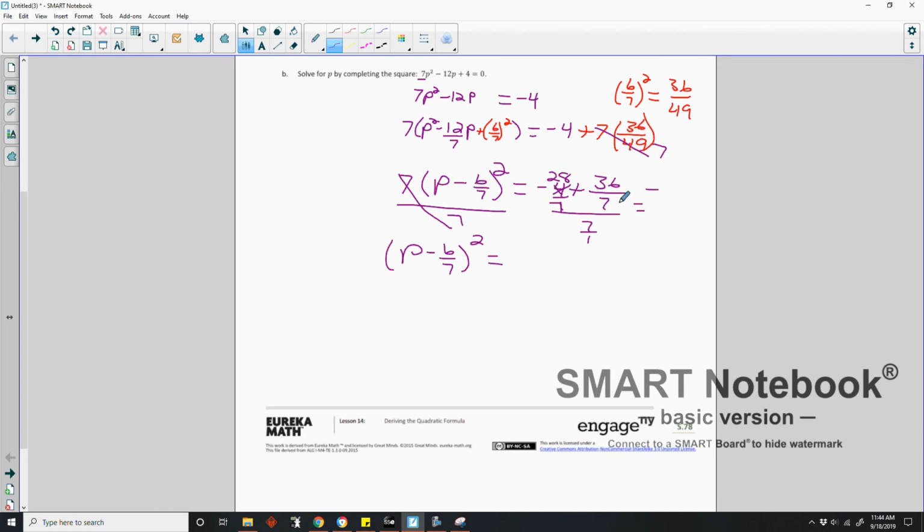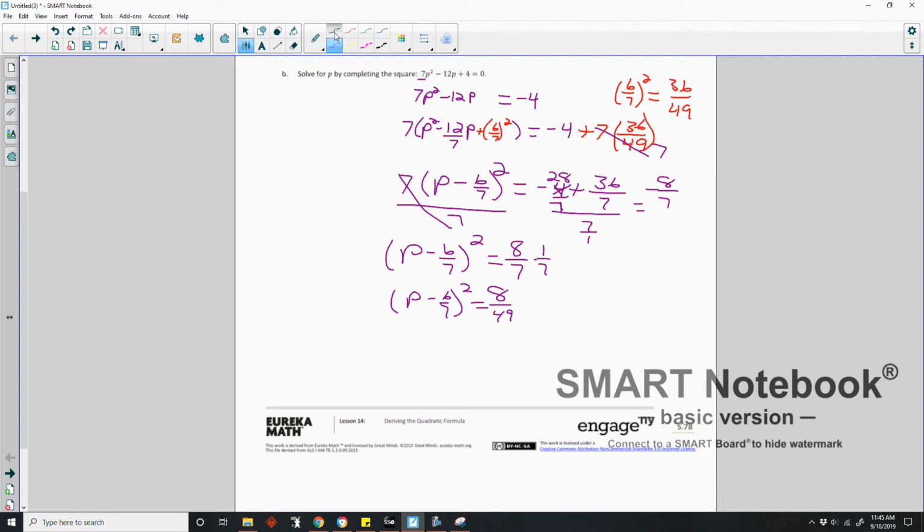So I would get a negative, or actually it's not negative anymore. It's going to be 7. And negative 28 plus 36 is 8. So I'm going to get 8 over 7. Okay, so now we have this 7 over 1 here. Well, if I multiply by 1/7 instead of dividing by 7, that's what we're going to get. So this is going to clean up nicely to p minus 6 over 7 squared equals 8 over 49.